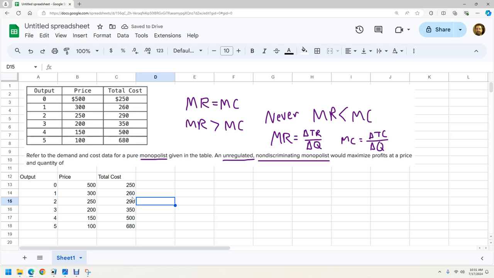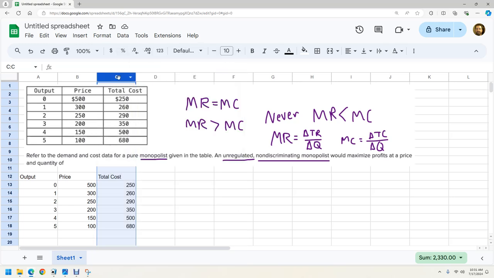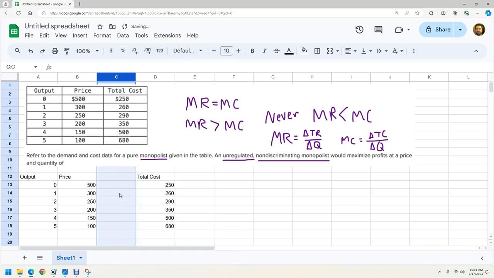Now, first I want total revenue, and total revenue is price times quantity. So let's insert a column. I highlighted this, right-clicked, and inserted one column to the right, no, I wanted to go to the left. There we go. Now I've got a blank one there. So now I've got total revenue.